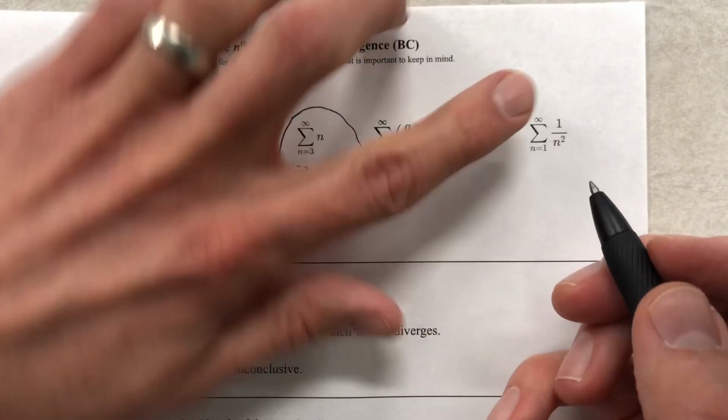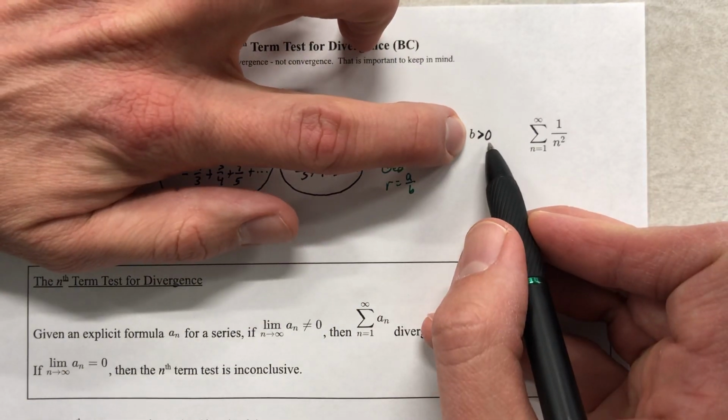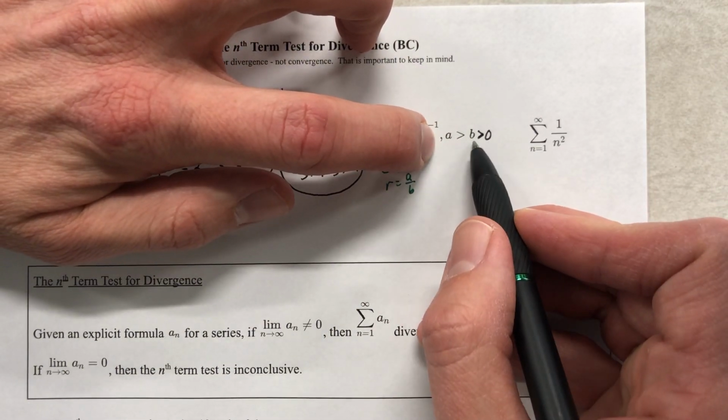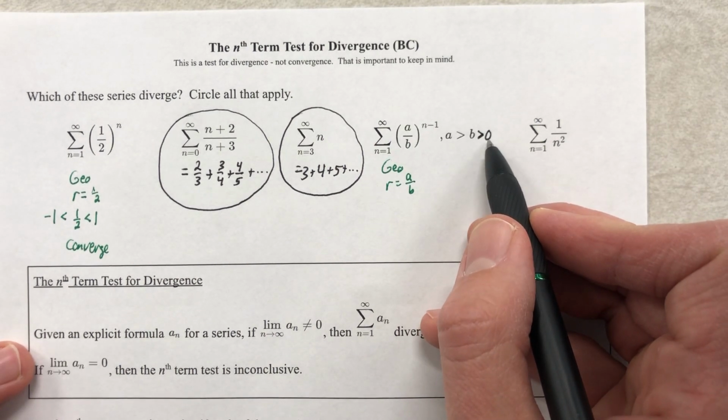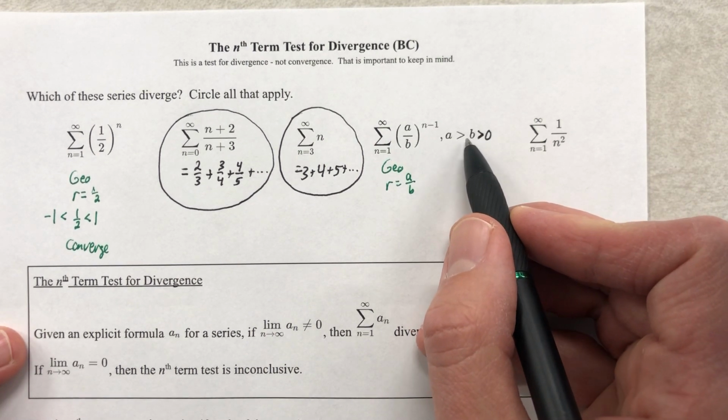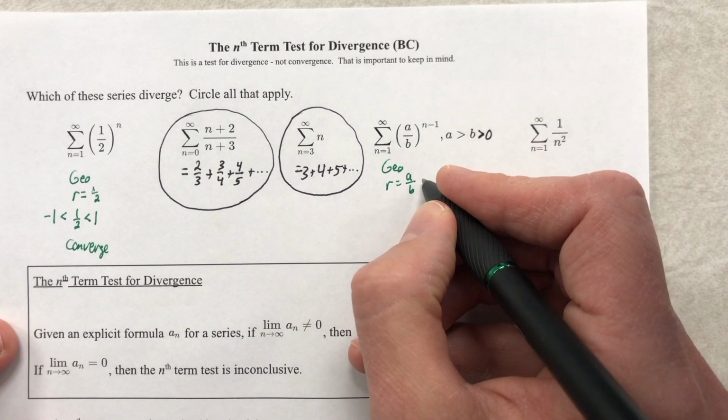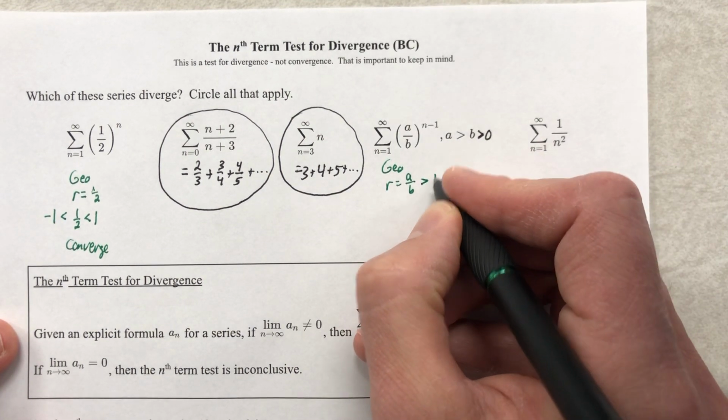So first of all, let's kind of start from the end. B is positive, and A is bigger than B. So because we have a positive number and then a numerator that's bigger than our denominator, we're going to have a number that's greater than 1.